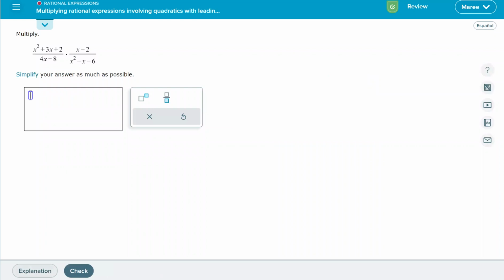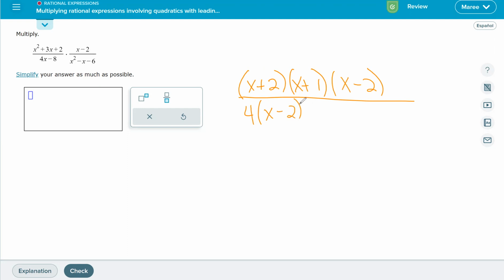All right, let's do one more. So we're going to rewrite the first part of our numerator. It can factor into x plus 2, x plus 1. And then we have an x minus 2 there. The denominator, we could factor out a 4 so that we get x minus 2 in that first part. And we can factor the second part of our denominator to x minus 3, x plus 2. So the negative 3 and the plus 2 will add to negative 1 and multiply to negative 6.